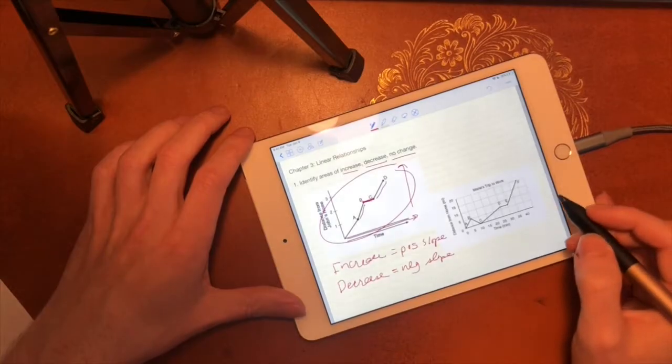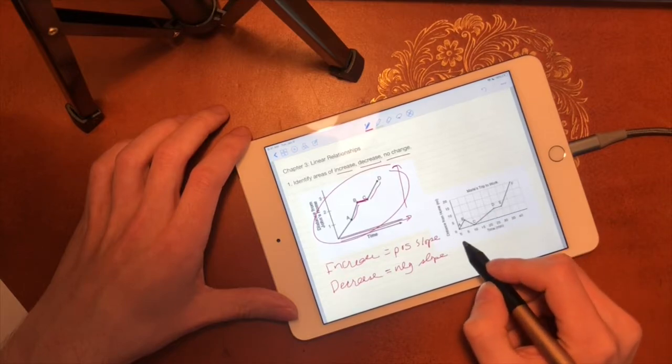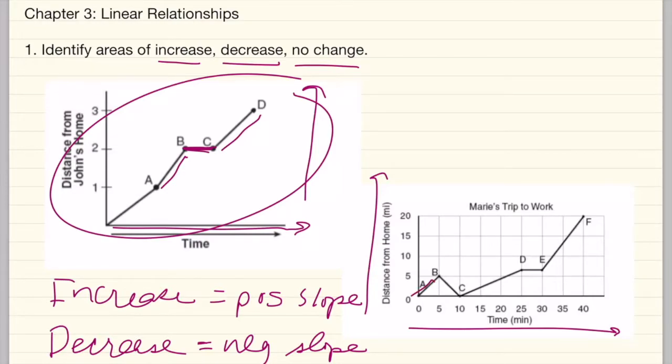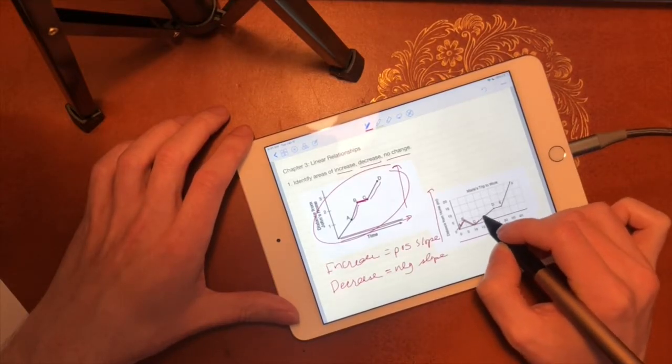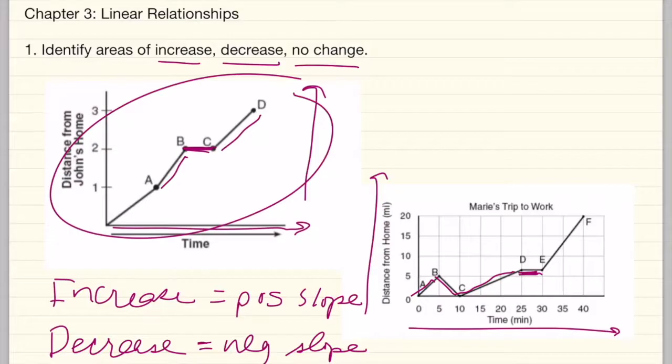So let's look at our second graph, Marie's trip to work. From A to B, her distance from home is increasing. We see that as time increases, her distance increases. So that's positive. From B to C, we know that her distance is decreasing, and that's negative. She's returning back to home, according to the graph. Then from C to D, she's moving away. From D to E, she's not going anywhere. Time is increasing, but distance is not. So although we're moving in this way, we are not moving vertically.